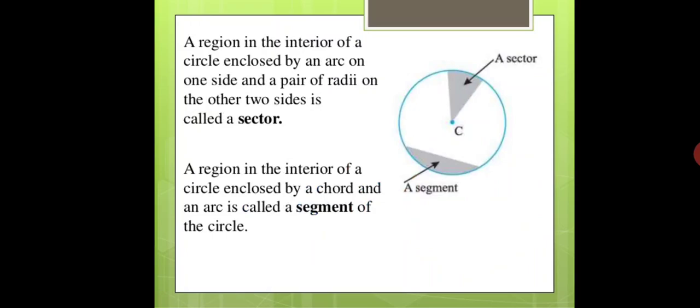Now here is a picture of a circle where sector and segment are shown. What is a sector? A region in the interior of a circle enclosed by an arc on one side and a pair of radii on the other two sides is called a sector. And what is a segment? A region in the interior of a circle enclosed by a chord and an arc is called the segment of the circle.